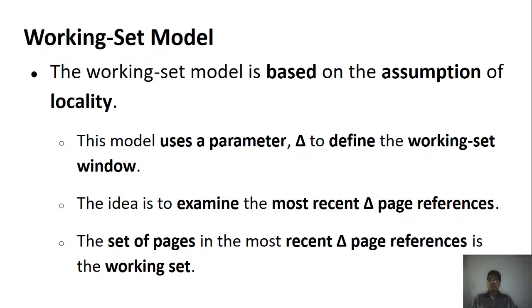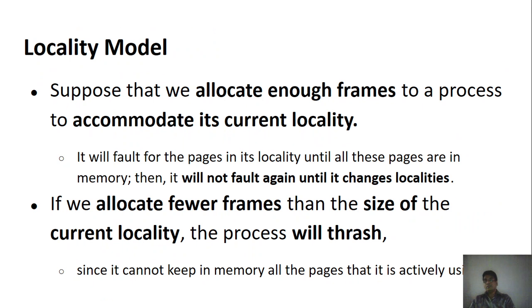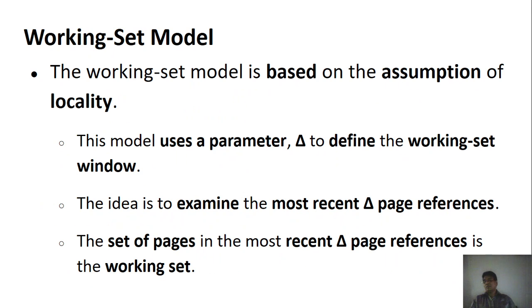Okay, so what does this particular idea say? This model is based on a working set model. So let's look at the locality model we have seen. Now based on that, we derive a model called the working set model. What this working set model does is, it uses a parameter called delta. Remember, it's based on the idea of locality, the locality model. So it defines a parameter delta, that is nothing but a working set window.